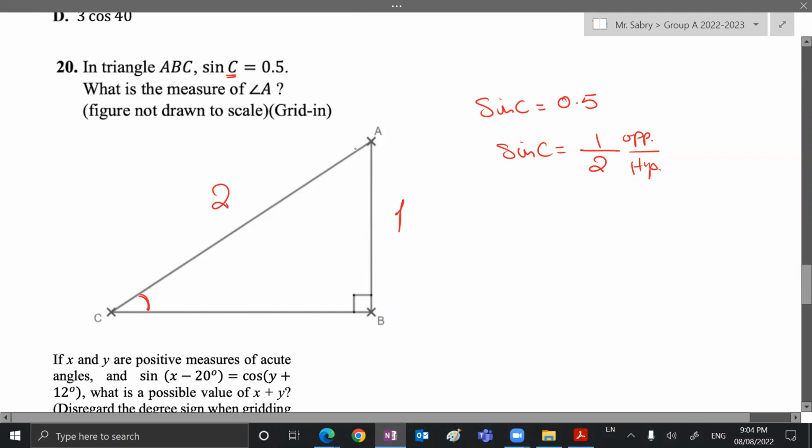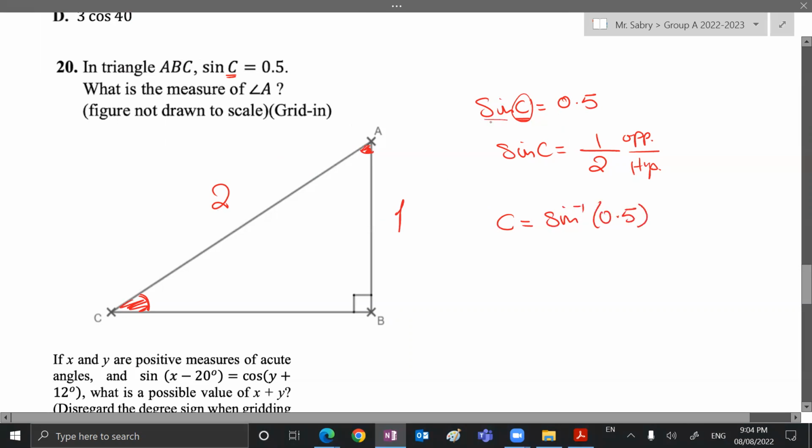He's asking what's the measure of angle A? What's the measure of this angle? Now, if I need to find the angle itself, when I already have its sine, I just need to move the sine to the other side by using shift sine on a calculator of 0.5.